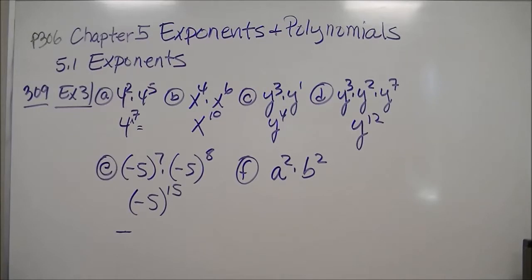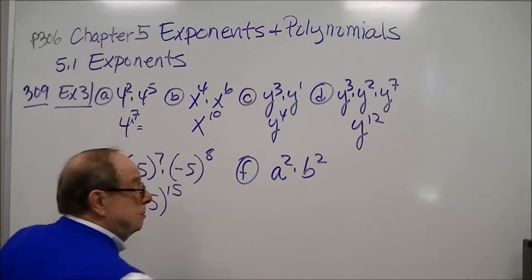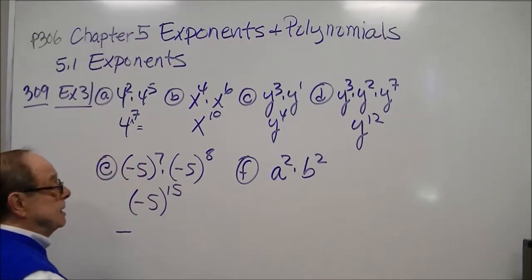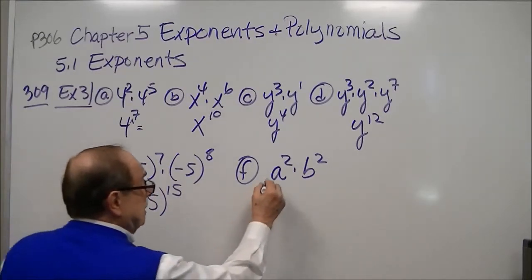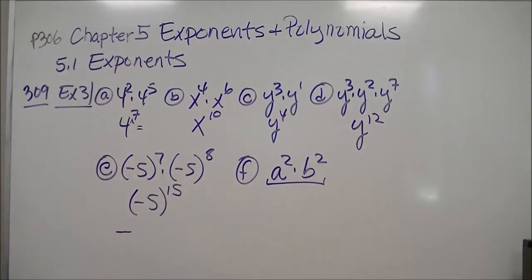Now in letter F, this is a little bit of a problem here, because what's happening? The bases are not the same. So that's as far as you can go with this. So that's why it's so important to keep an eye on what the base is. The bases must be the same in order to add exponents.